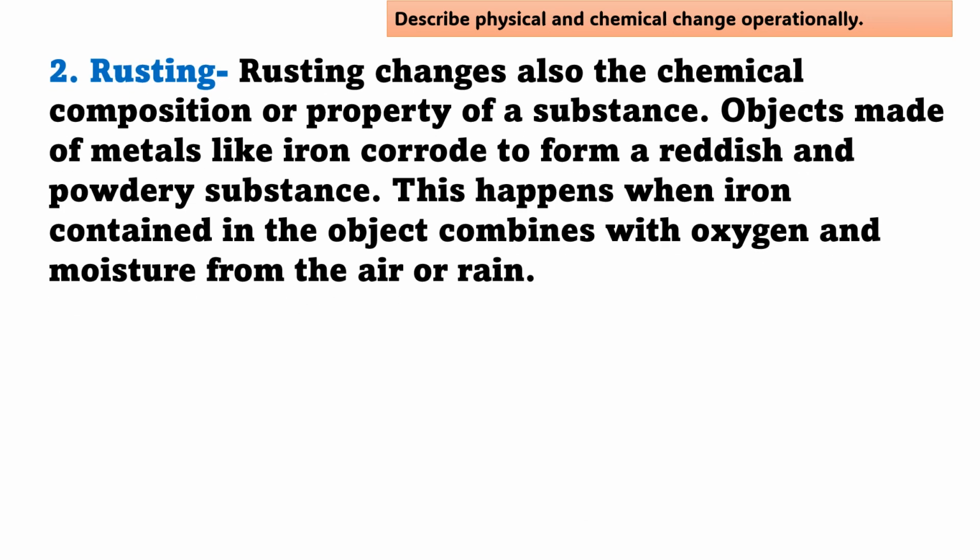Rusting. Rusting also changes the chemical composition or property of a substance. Objects made of metals like iron corrode to form a reddish and powdery substance. This happens when iron contained in the object combines with oxygen and moisture from the air or rain.